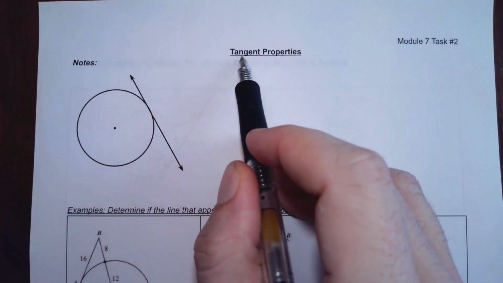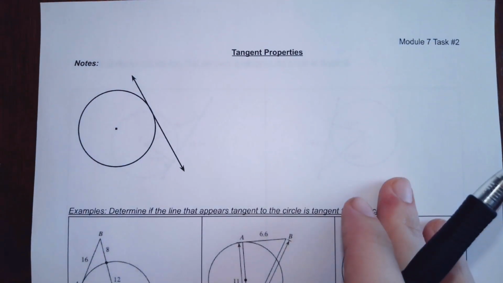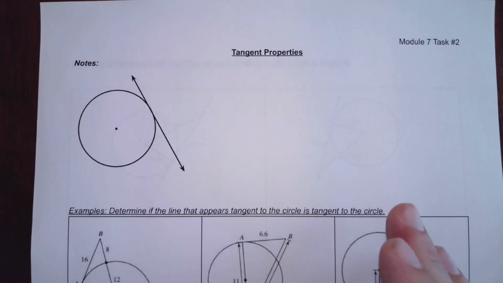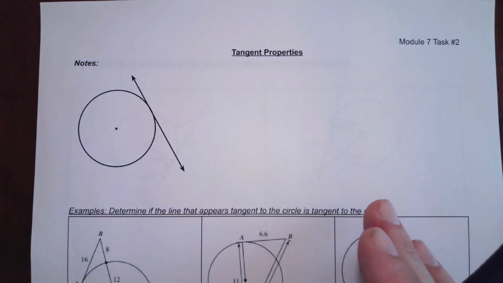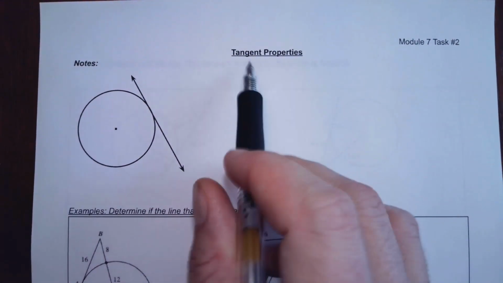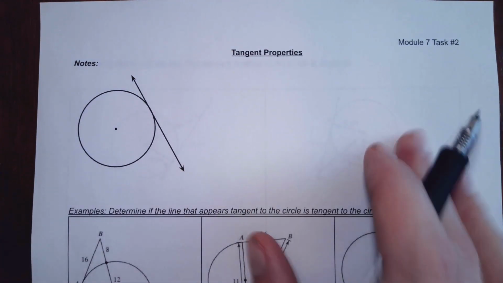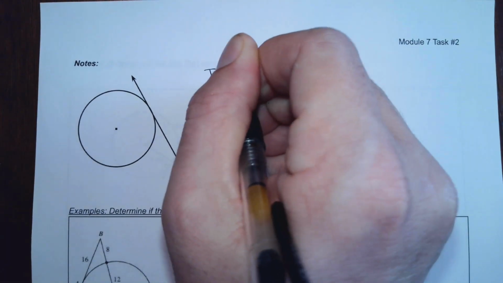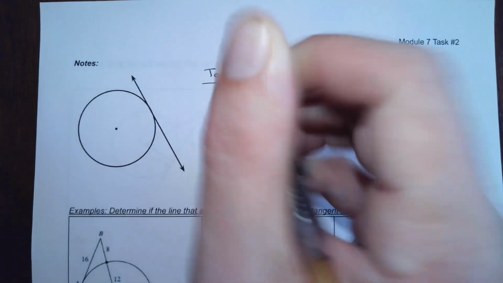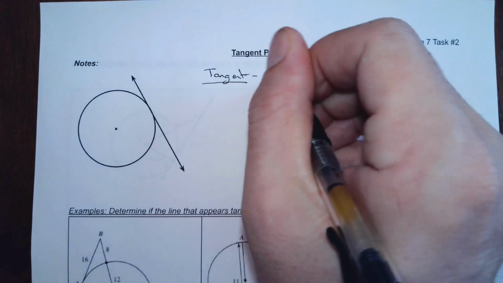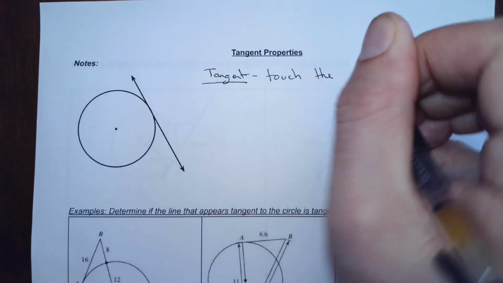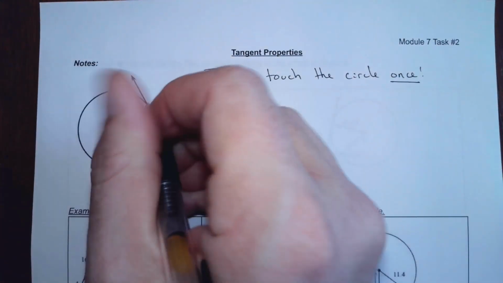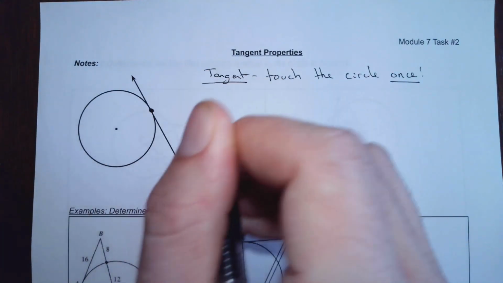Next lesson is on tangent properties. So we've done a little bit of work with tangents, with angles, external angles, as well as segment lengths of tangents. But now this is just going to be some more information about tangents. Of course, when we're talking about a tangent, we only touch the circle once. And that's going to be right there.